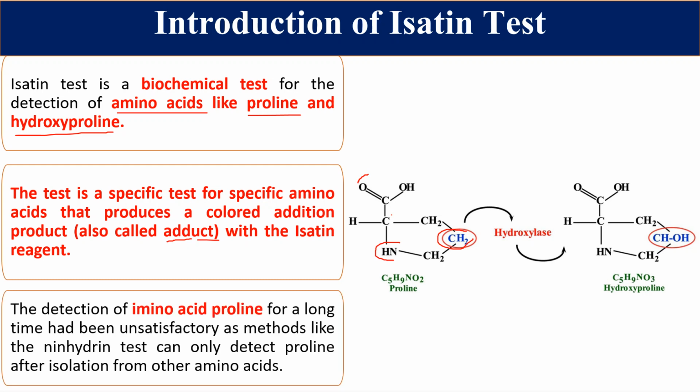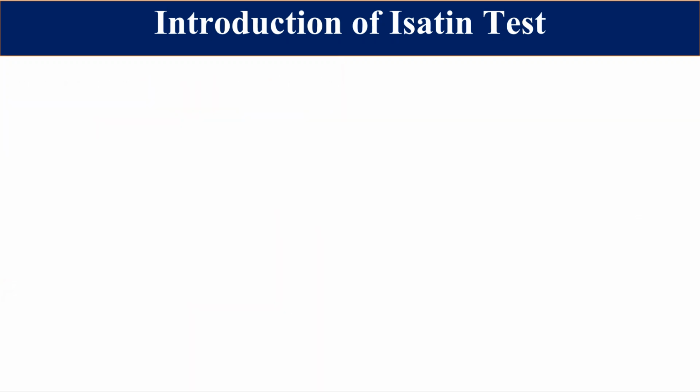The detection of the amino acid proline for a long time had been unsatisfactory, as there are methods like the ninhydrin test that can only detect proline after isolation from other amino acids. If you see the ninhydrin test, Ruhemann's purple is going to form for the amino acids. Proline and hydroxyproline normally give a different yellow colored product in the ninhydrin test. So there also proline gives a different type of result.